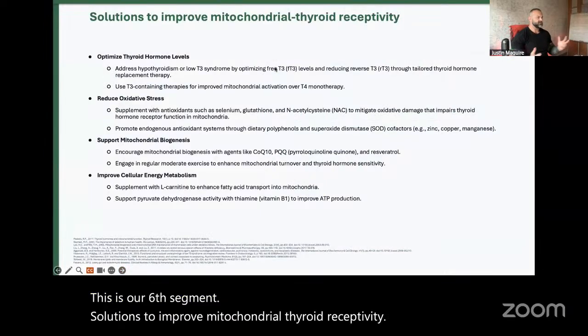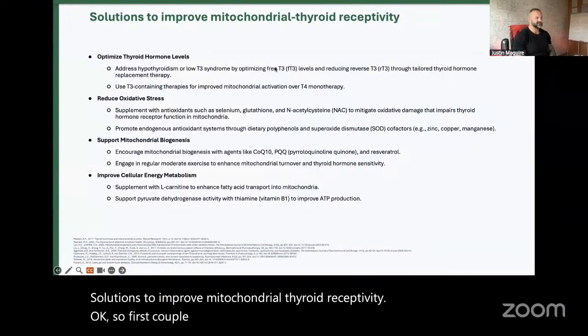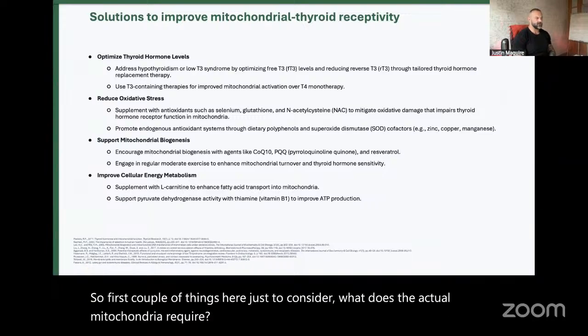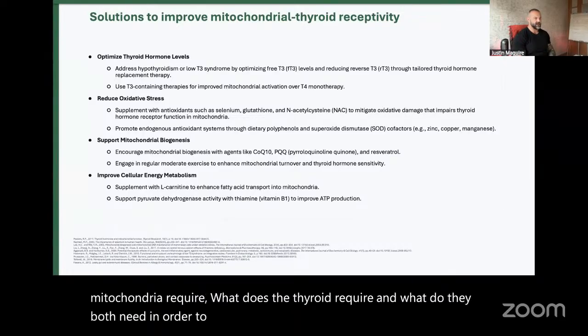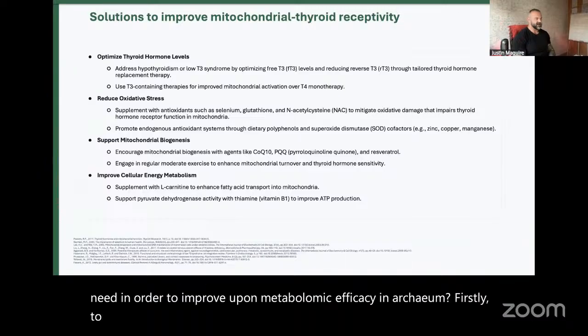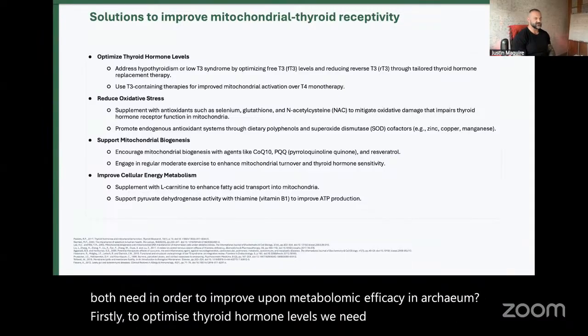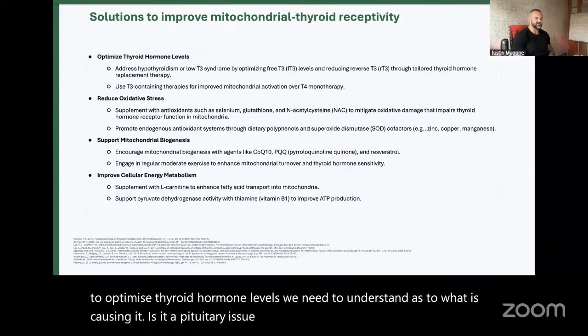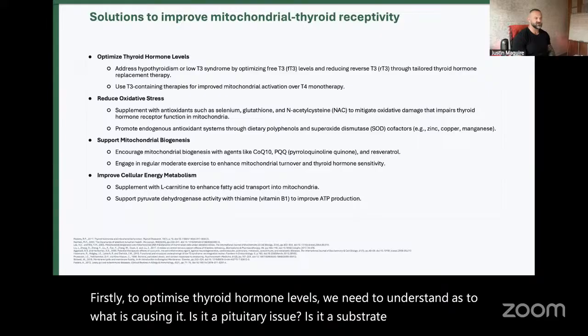Okay, so first couple of things to consider: what does the actual mitochondria require, what does the thyroid require, and what do they both need in order to improve upon metabolomic efficacy and outcome? Firstly, to optimize thyroid hormone levels, we need to understand what's causing the problem. Is it a pituitary issue? Is it a substrate deficiency? Is it an excess of cortisol?